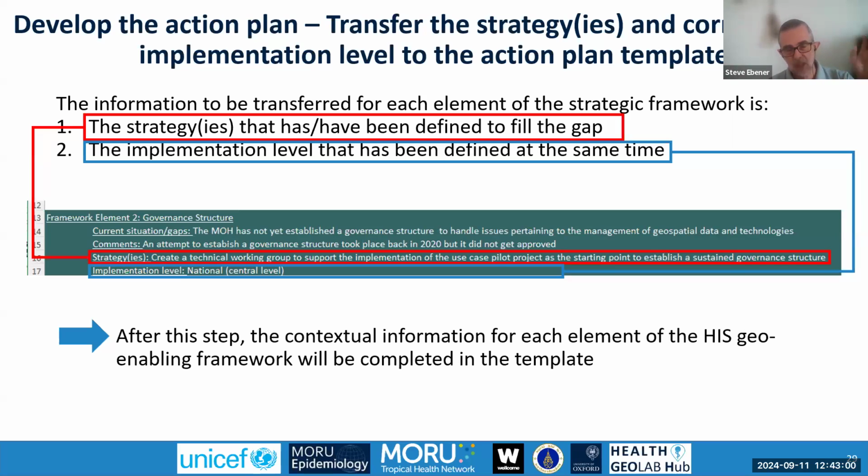So once you have reached here, you have the vision, you have the objectives, you have the period of implementation of the plan, and for each of the elements of the framework, you also already have contextual information about where are we today, where do we want to be, which is defined by the benchmark of the framework itself, and what is the strategy to fill the gaps, and at what level should this be implemented. So we already have quite some information that is integrated in the plan based on what has been done previously.